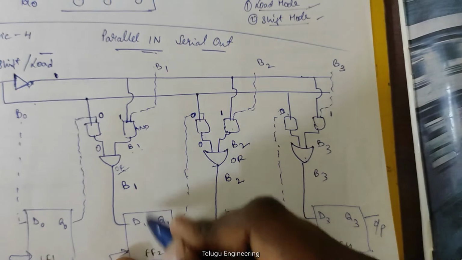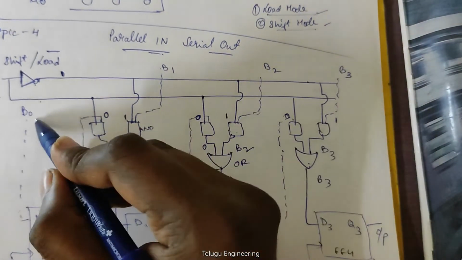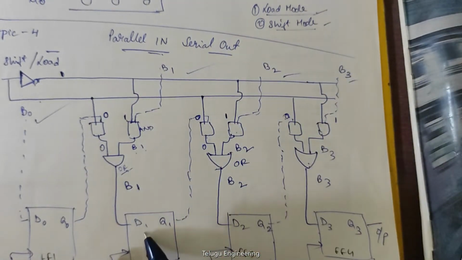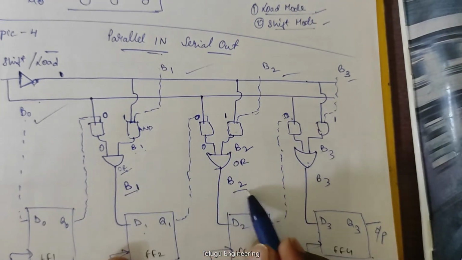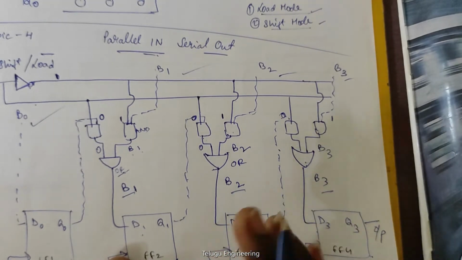In load mode, you're just loading the inputs. The inputs we give are B0, B1, B2, B3. In the load mode, you're just loading the outputs, B1, B2, B3. Whatever the inputs that you're giving, you're just loading your inputs.